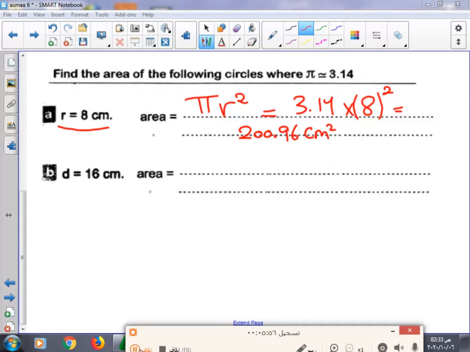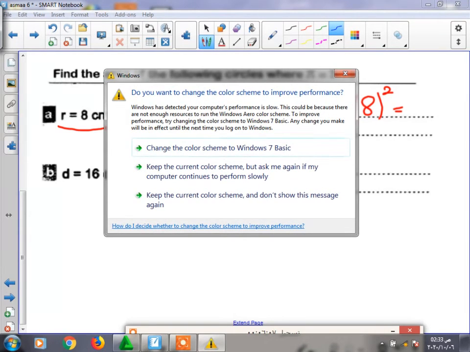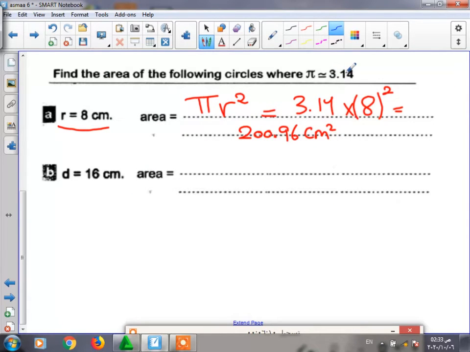The next one, the diameter of the circle equals 16 centimeters, and we know we deal with the radius, not with the diameter length. So how can we find the radius length from the diameter? We know that the diameter equals 2 radius. So I want to find one radius. We will make diameter divided by 2. This step is to find the length of the radius. So the length of the radius here will be 16 divided by 2, which equals 8 centimeters.